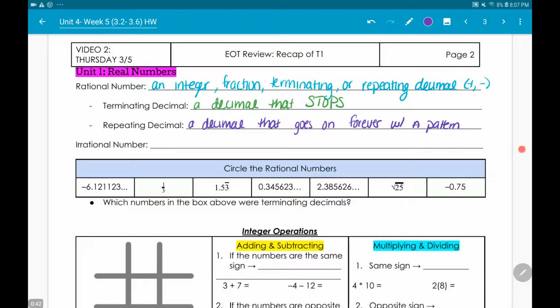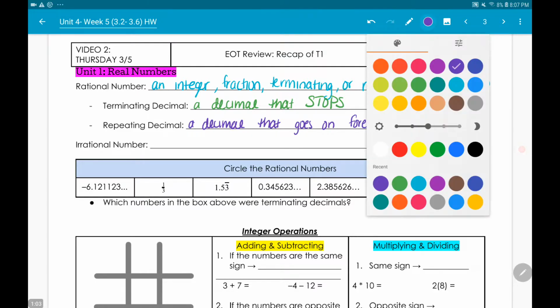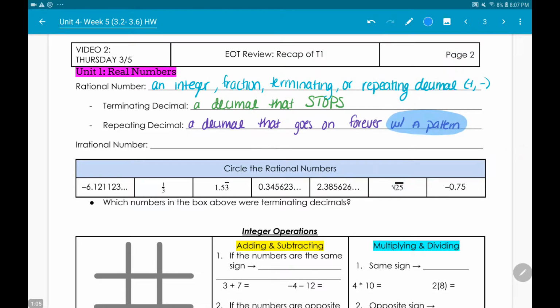Okay, so a terminating decimal is a decimal that stops. Remember, terminate means stop. A repeating decimal goes on forever. But the important part here, it goes on forever with a pattern. So now an irrational number must be a number without a pattern. So it goes on and on and on, but has no pattern.